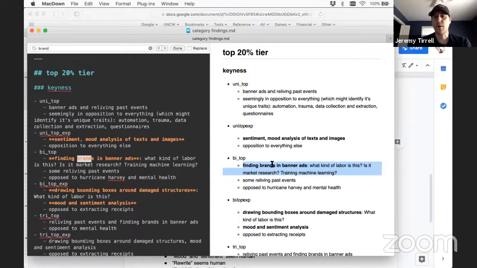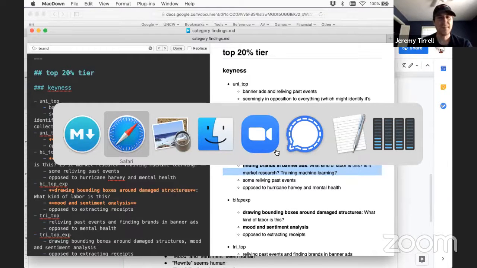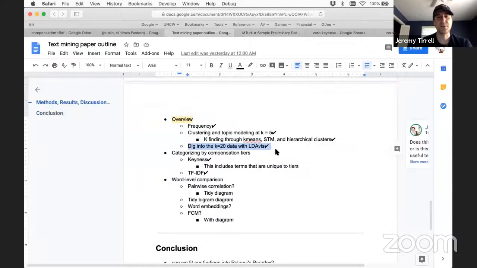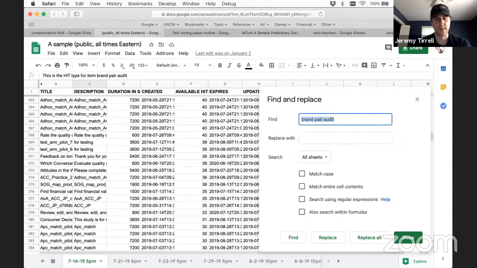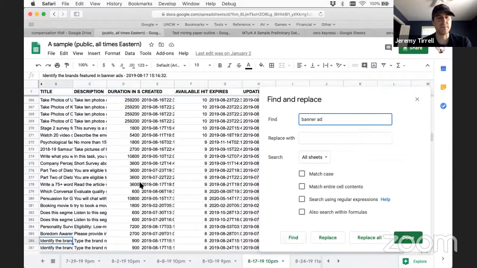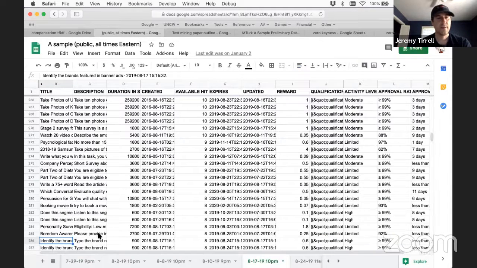Well, and so you wonder, are the 0 ones like qualifiers for these jobs? When I looked it up, and in fact, we can probably just straight up do it. What you do is you just look in the data. So like, banner ad, and then you just check and see what's the compensation for that. So this one says, identify the brands featured in banner ads, type the brand ad found in a series of banner ads, and let's look at the reward. It's 0.6. So that's actually really good. That's really high.